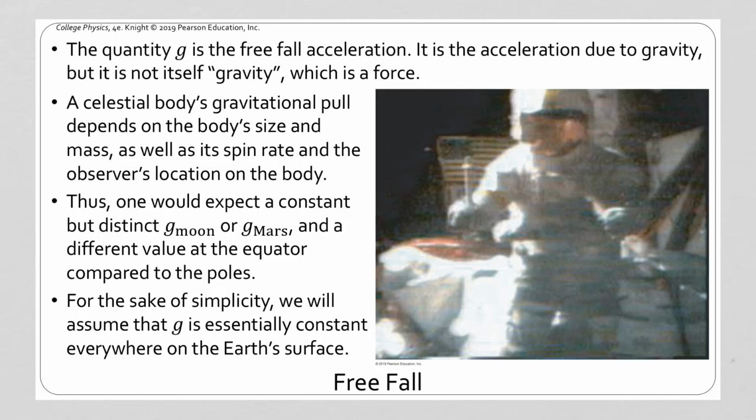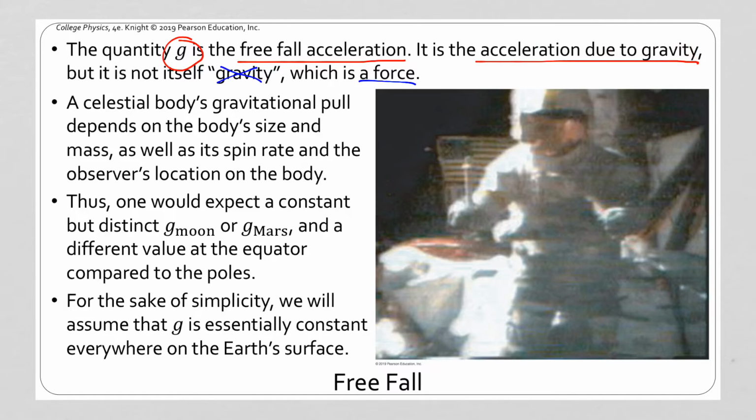To drive this point home, we call this value g the free fall acceleration. This is the acceleration due to gravity, but it is not gravity. Gravity itself is a force caused by the Earth's mass attracting the mass of all the objects around it. We will see later that Earth's mass creates a force. The force of Earth's gravity causes objects to accelerate at an acceleration g, which is our free fall acceleration, or our acceleration due to gravity.